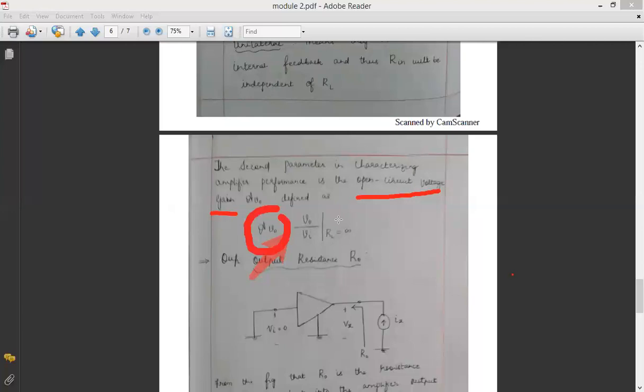So which is the first parameter we found? Chaitanya Reddy? Rahil? Prithvi? Which is the first parameter we got? If you don't answer, I will not give attendance. Which is the first parameter?